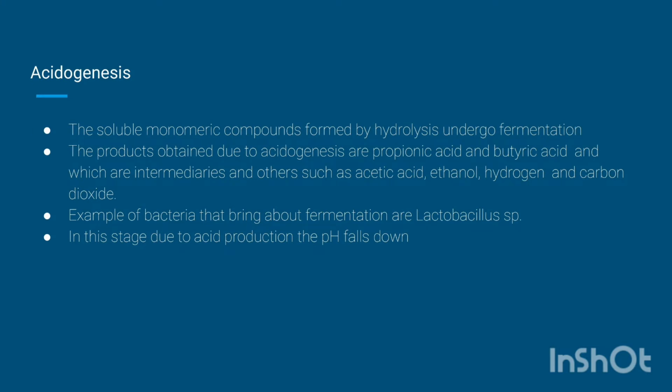Acidogenesis. Soluble monomeric compounds formed by hydrolysis undergo fermentation. The products obtained during acidogenesis are propanoic acid and butyric acid, which are intermediaries, and others such as acetic acid, ethanol, hydrogen, and carbon dioxide. An example of bacteria that bring about fermentation is lactobacillus. In this stage, due to acid production, the pH falls.